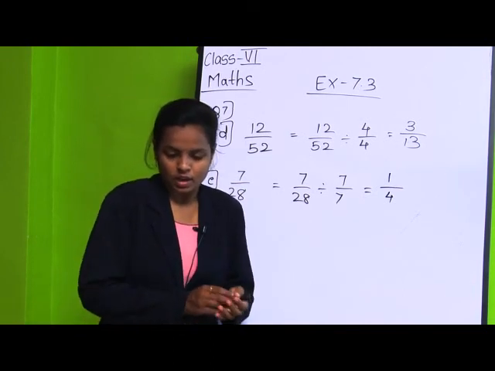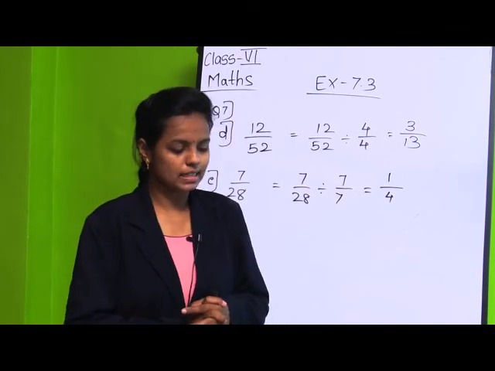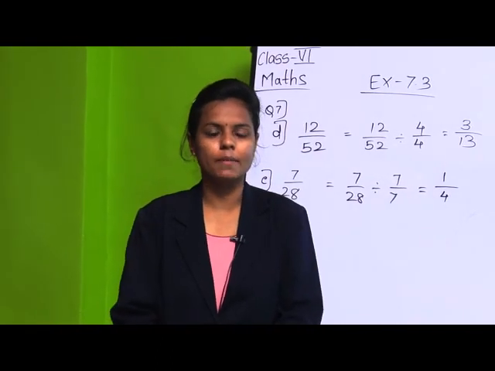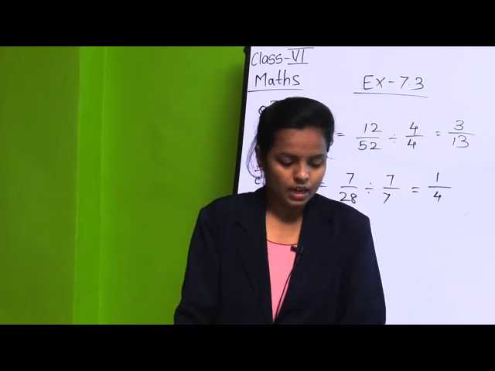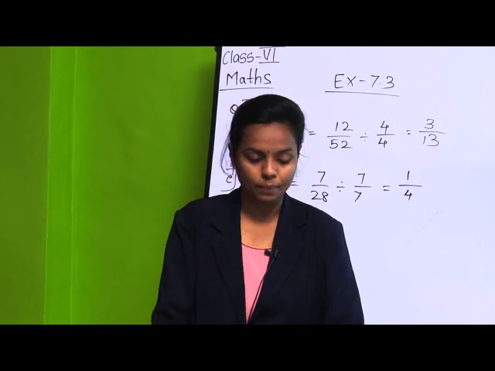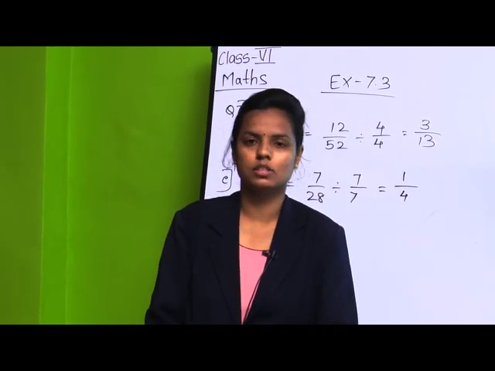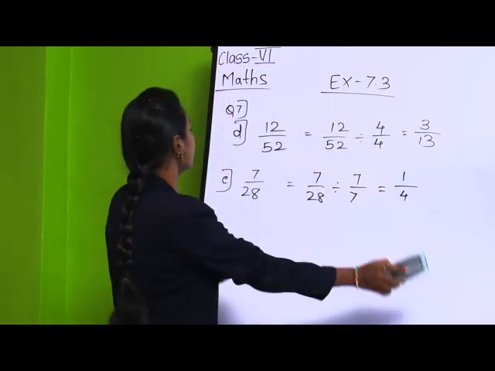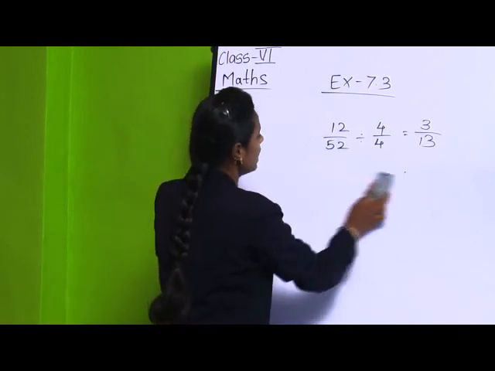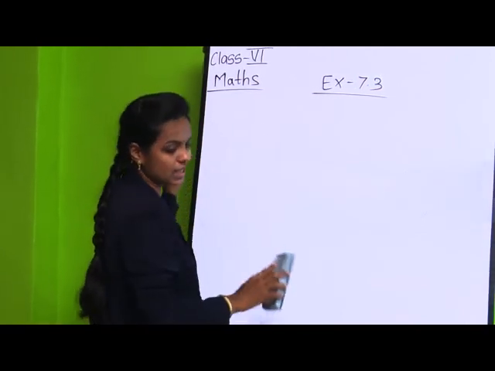So we are towards the end of this exercise 7.3. We have only one word problem. We will solve it quickly. Just see the question. Ramesh had 20 pencils, Sheelu had 50 pencils and Jamal had 80 pencils. So there are 3 students who have different numbers of pencils with them.